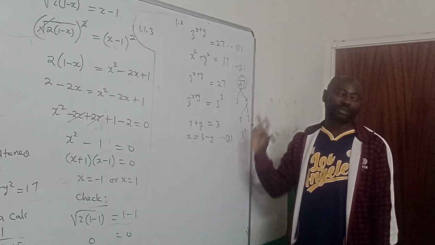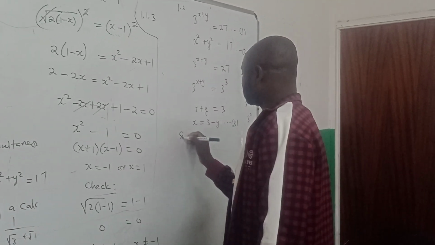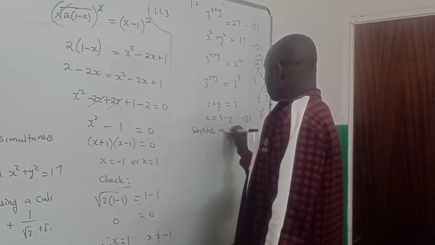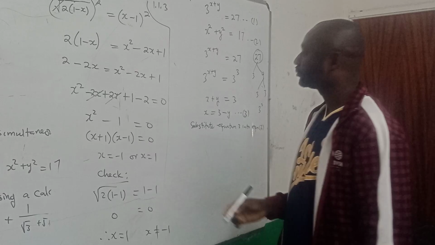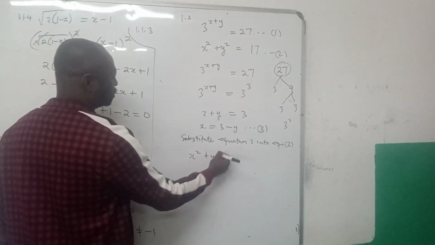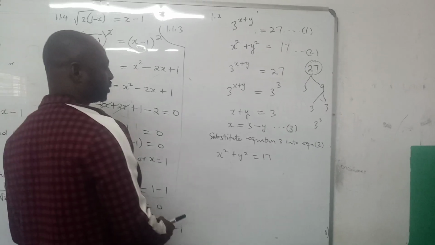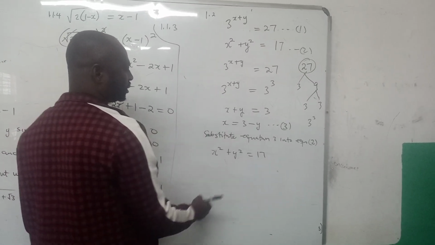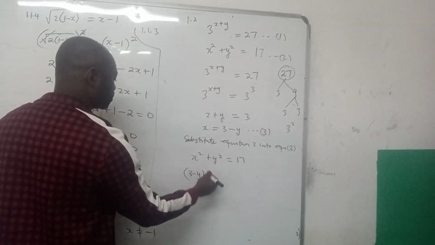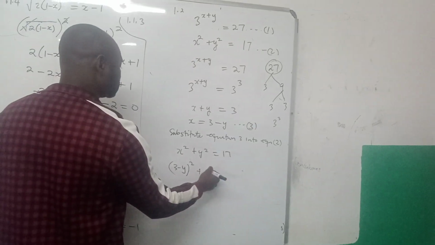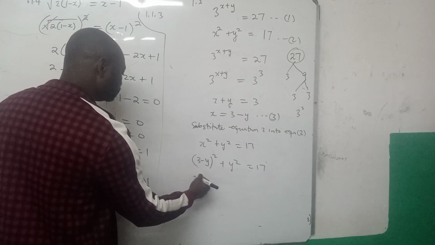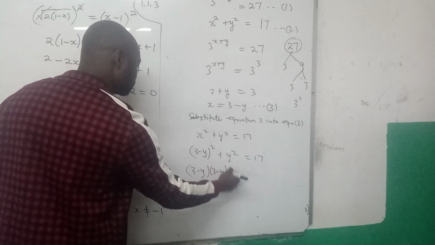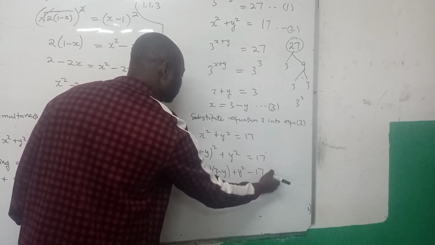Now I'm going to substitute equation 3 into equation 2. What is our equation 2? Our equation 2 is x squared plus y squared equals 17. So I'm going to do substitution. Wherever I see x, I will put 3 minus y. So I will have 3 minus y, x is squared here, so I got to square it. And then I get plus y squared equals 17. Expand this bracket. This will give you 3 minus y times another 3 minus y plus y squared. You can simply say minus 17 equals 0.